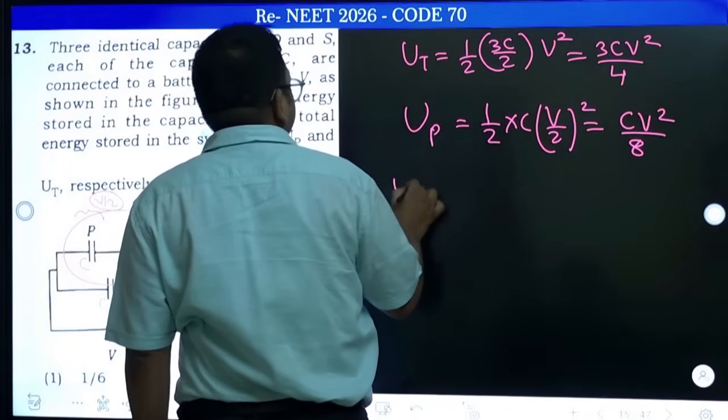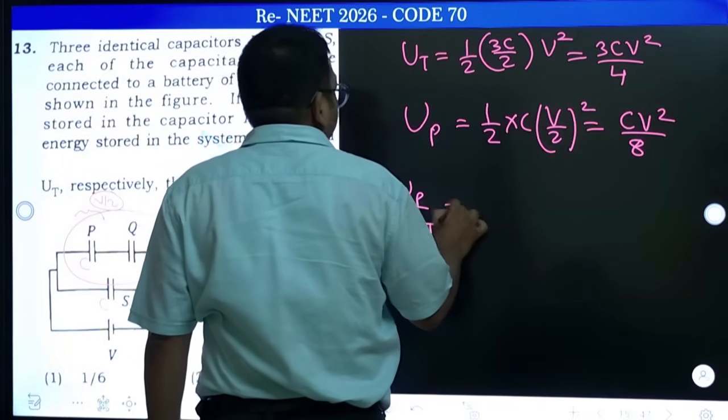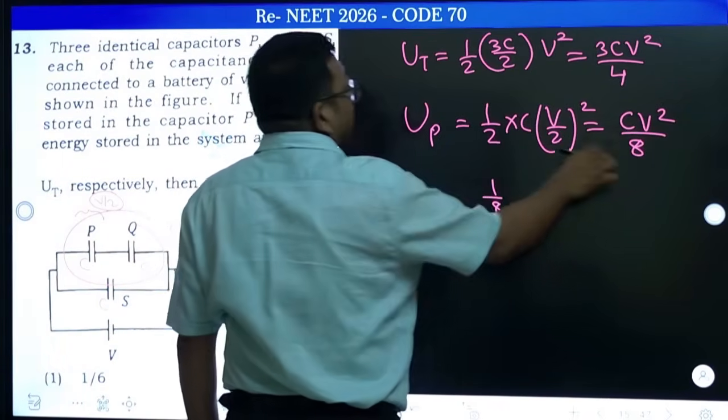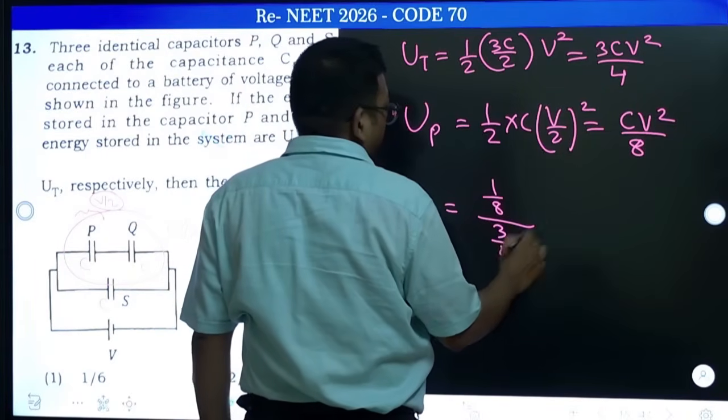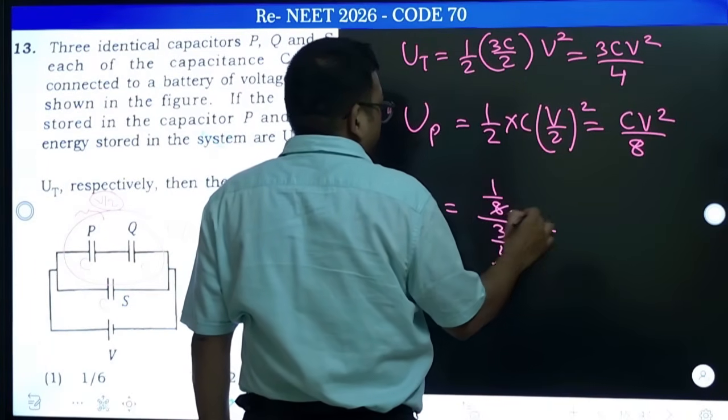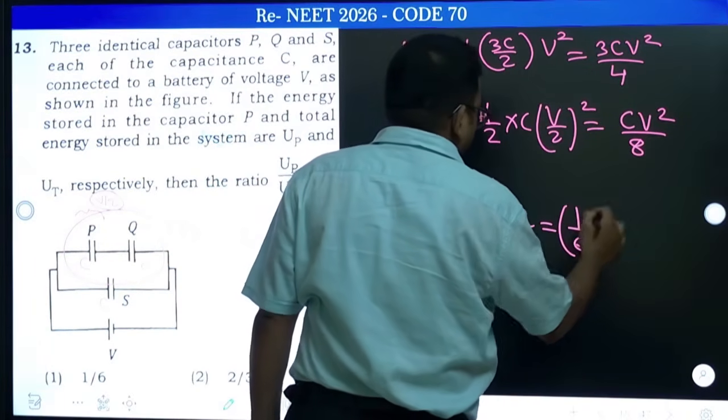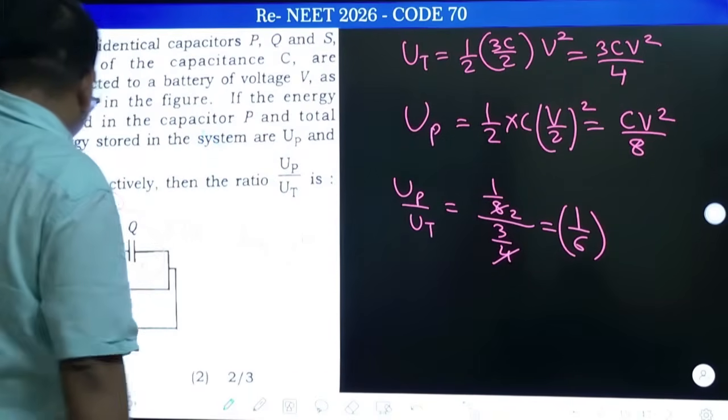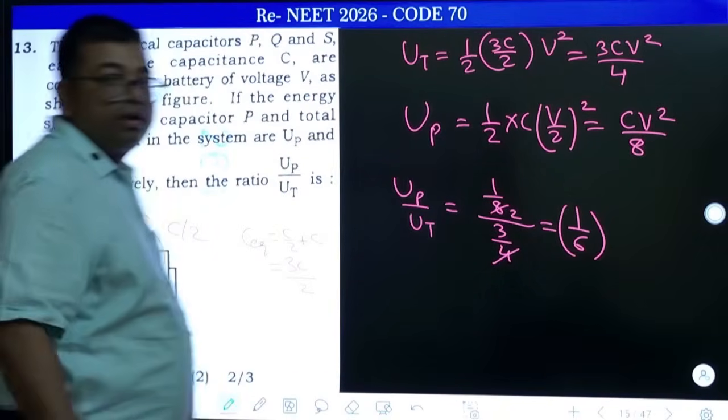So take ratios UP by U. So 1 by 8 factor here it is. Here 3 by 4 factor is there. 4 into 2 will get cancelled. So 1 by 6 is coming. Right? 1 is to 6 is coming. First option only. Let us move next.